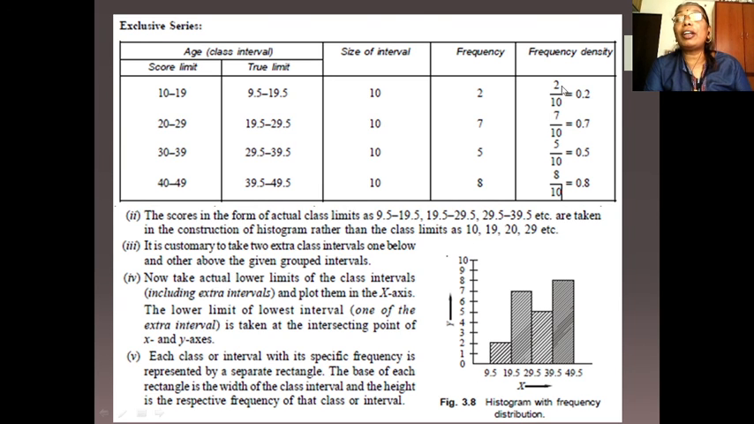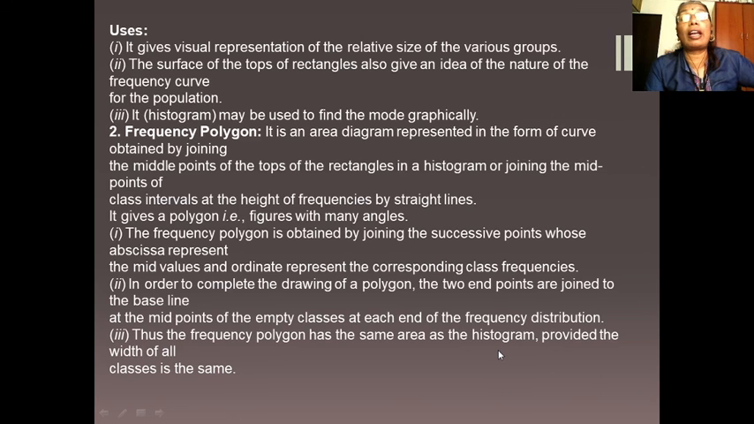It is nothing but a width, and as we say, the size of the interval is its width, and the height of each block is nothing but its frequency. By doing this on the x-axis and y-axis, we can easily plot the histogram.